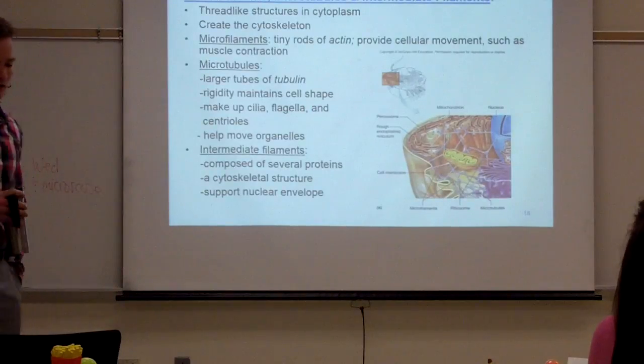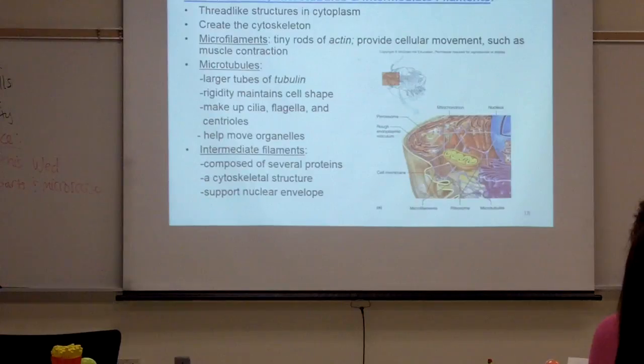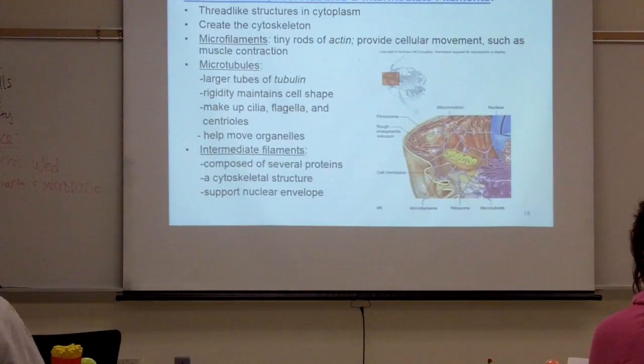Okay, fibers. There are three main types of fibers that hold your cell together. So we're talking about the cytoskeleton here. The cytoskeleton is the framework that holds your cell together. Microfilaments are tiny rods of actin. They provide cellular movement. So we're really going to hold off on talking about microfilaments until we get to the muscular system. Your mantra in the muscular system will be actin and myosin, actin and myosin, actin and myosin. What the heck are those? They're called microfilaments, and in the muscular system, they are the ones that provide the movement of those muscle cells.